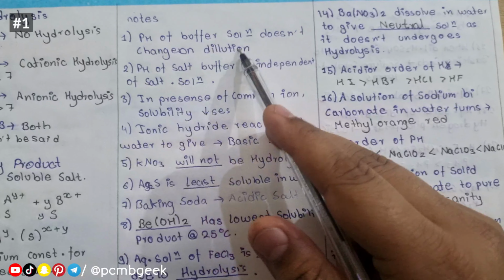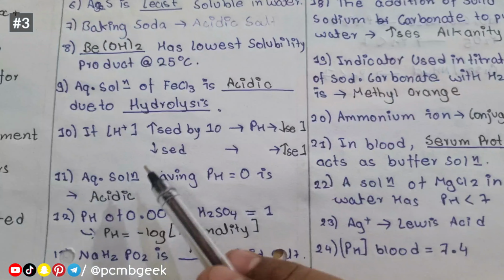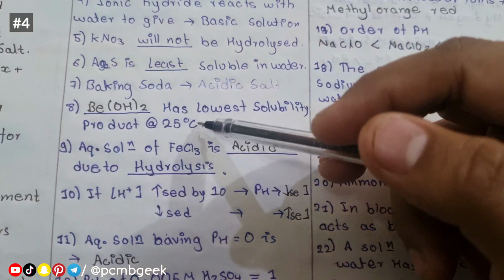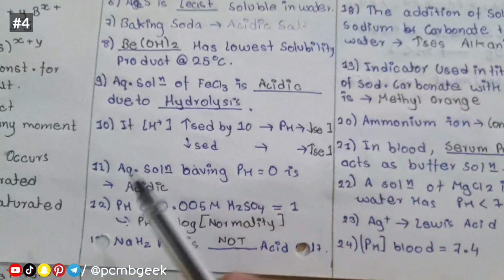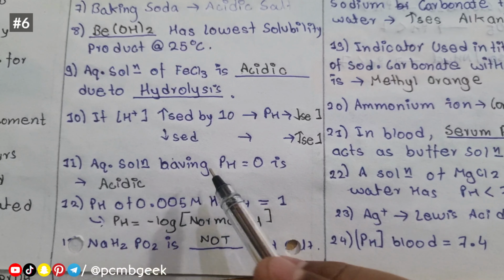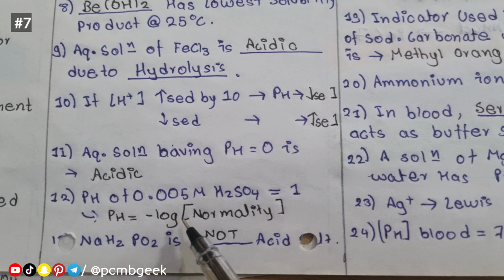pH of buffer solution does not change on dilution. In the presence of a common ion, solubility decreases, and if we decrease it by 10, pH will increase by 1 unit. Baking soda is an acidic salt. In blood, serum protein acts as a buffer solution. Aqueous solution having pH 0 is acidic. For this kind of question, pH is equal to negative log of normality.